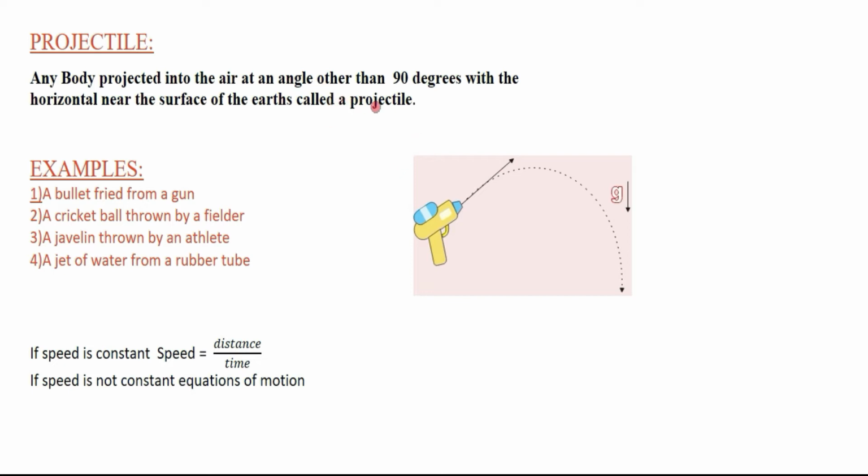Let us see some examples for projectile. The first example is a bullet fired from a gun. Now see, this is a bullet. Now I am firing a bullet from the gun. Now what will happen?